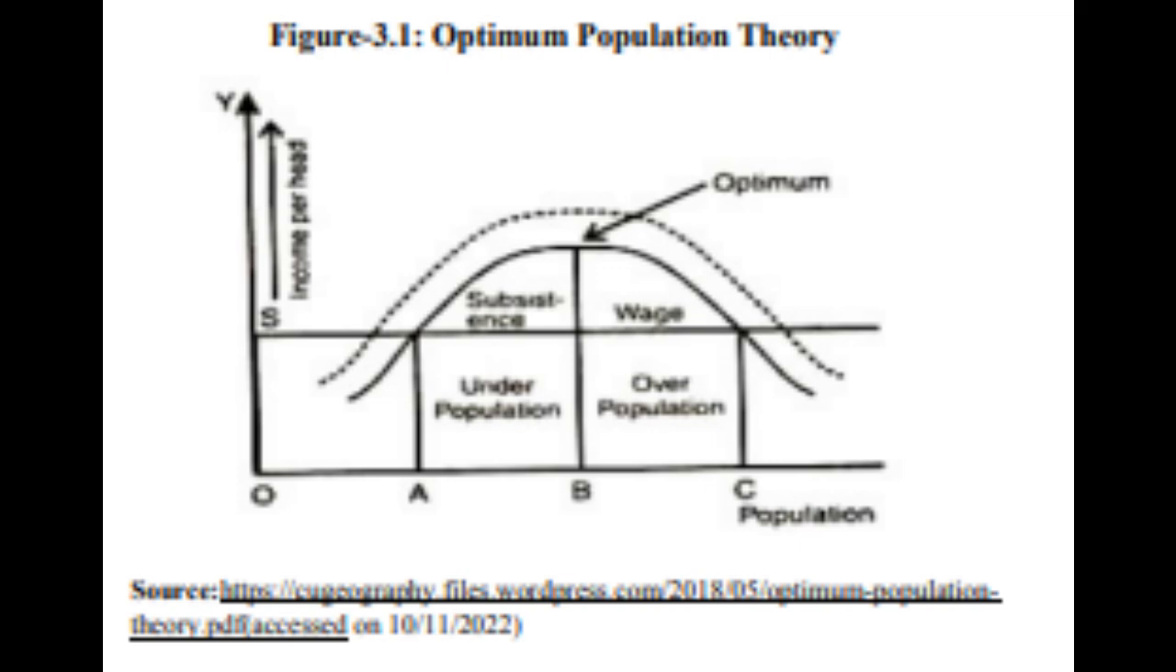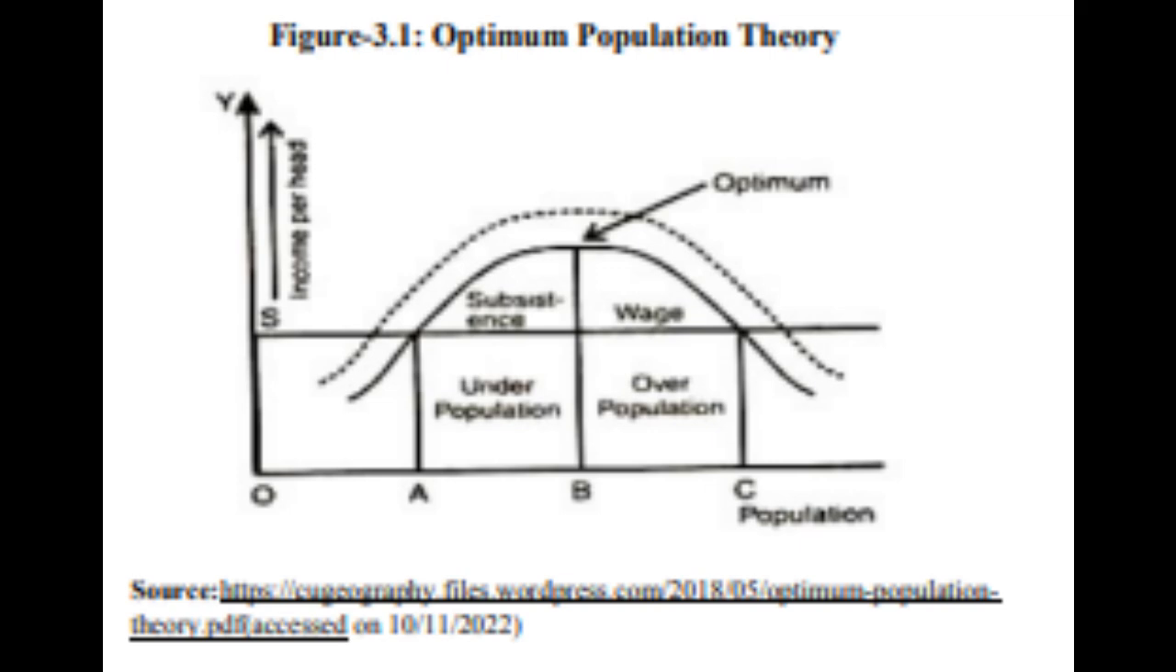The subsistence income per head can prevail with two levels of population. One, when population is too small to exploit the country's resources with maximum efficiency. This is the level of OA population. Two, when population is too large and the efficiency falls to give only a subsistence income to the labor force. This is the level of OC population. Figure 3.1: Optimum population theory.